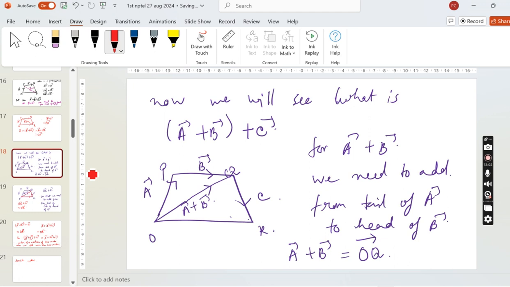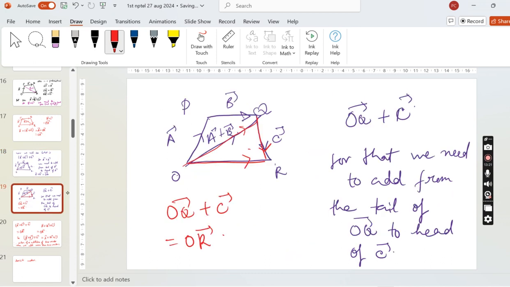Now we need to know what will happen if we add A plus B first, then C. So to add A plus B, we need to join from the tail of A to the head of B, which is OQ. Then after we get OQ, we want to get A plus B plus C. A plus B is OQ. Then we need to add C to OQ, which will be OR. Because if we want to add OQ with C, then we need to join the tail of OQ to the head of C.